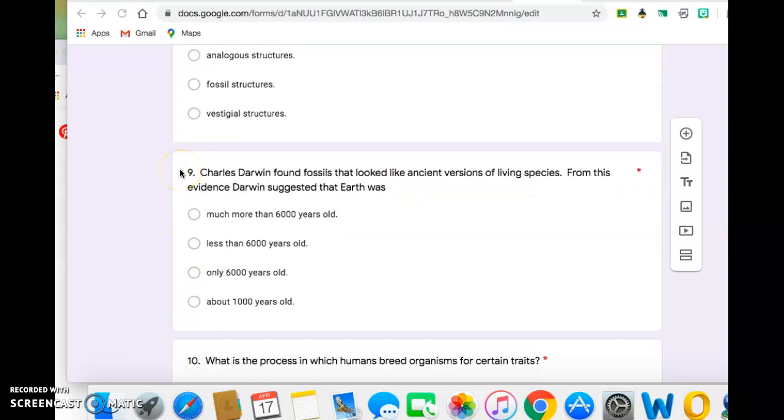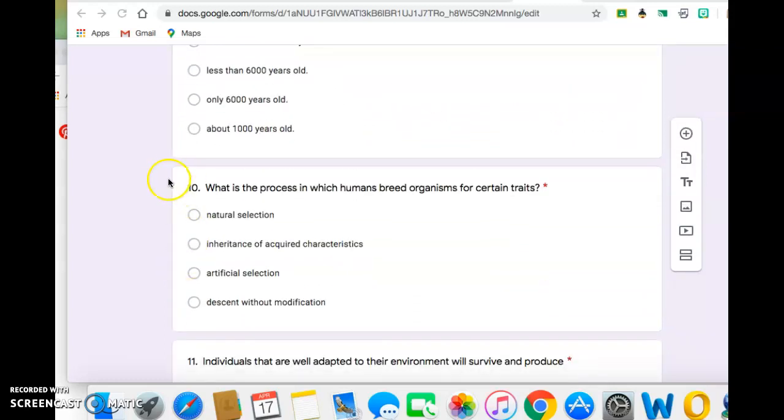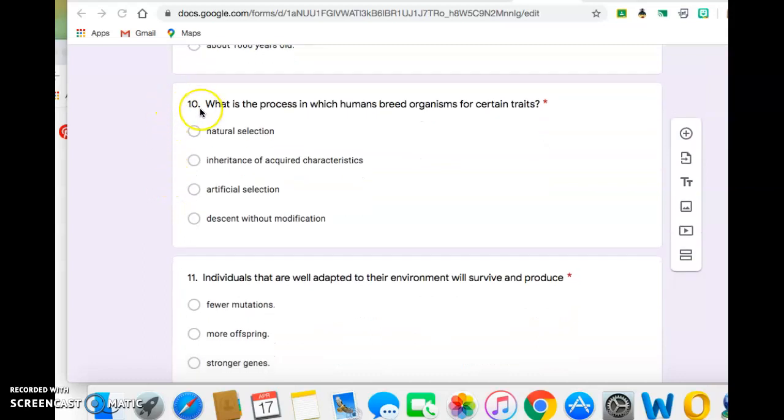Number 9. Charles Darwin found fossils that looked like ancient versions of living species. From this evidence, Darwin suggested that Earth was much more than 6,000 years old, less than 6,000 years old, only 6,000 years old, or about 1,000 years old. Number 10. What is the process in which humans breed organisms for certain traits? Natural selection, inheritance of acquired characteristics, artificial selection, descent without modification.